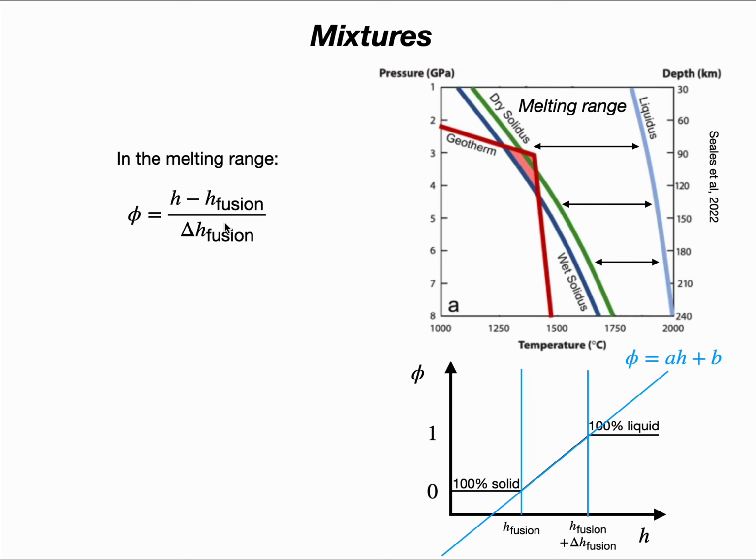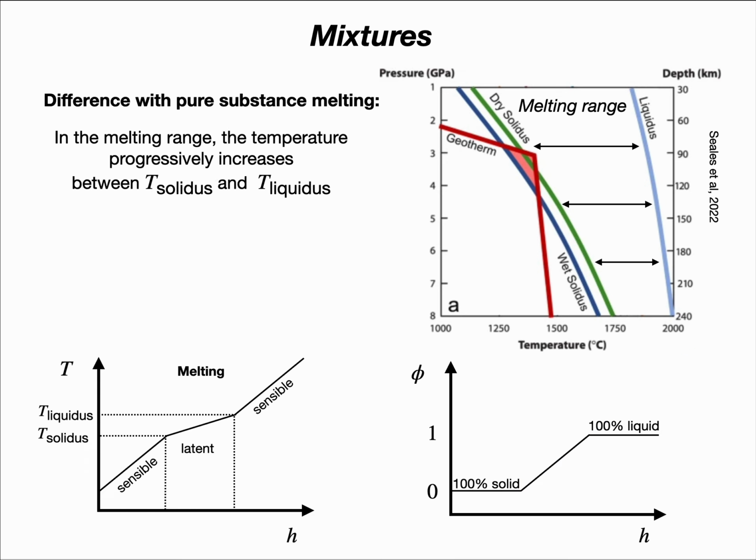So similarly to the pure substance melting, we can define phi, the melt fraction, which will be H minus H of fusion over delta H of fusion. This still will apply. The big difference now is that the temperature during melting of a mixture varies during melting. So it has to vary between the solidus temperature and the liquidus temperature. So it's not being held constant anymore.